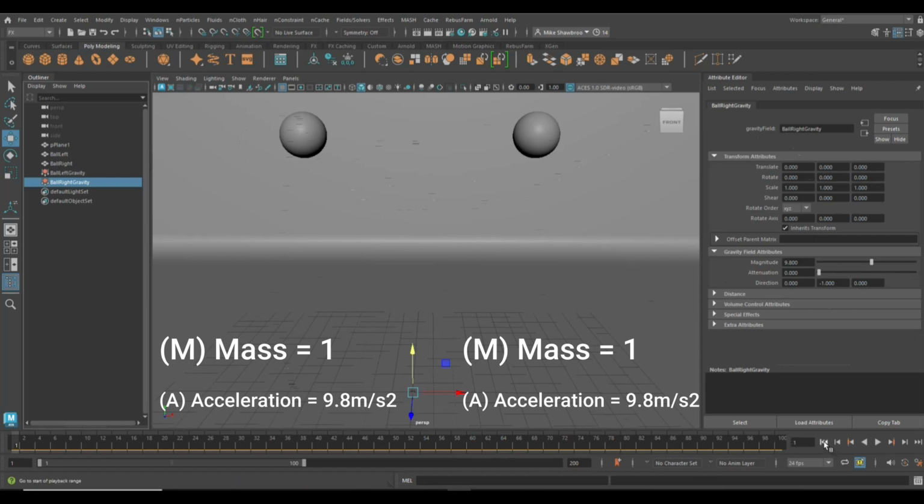So I'm just going to go to frame 1 here, and I'm going to play the simulation and see what happens. And as predicted, they fall at exactly the same rate.